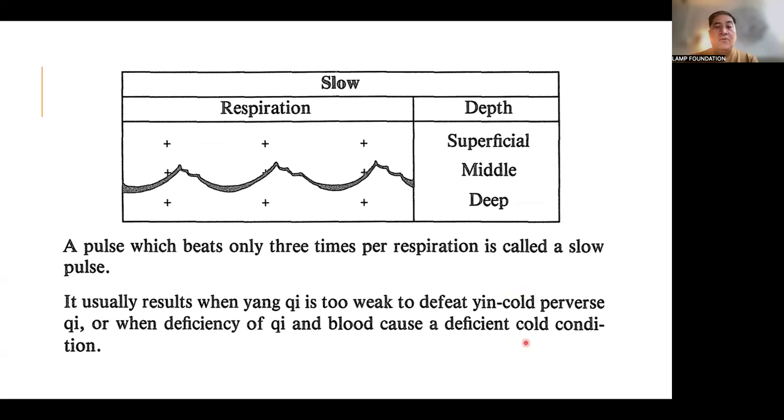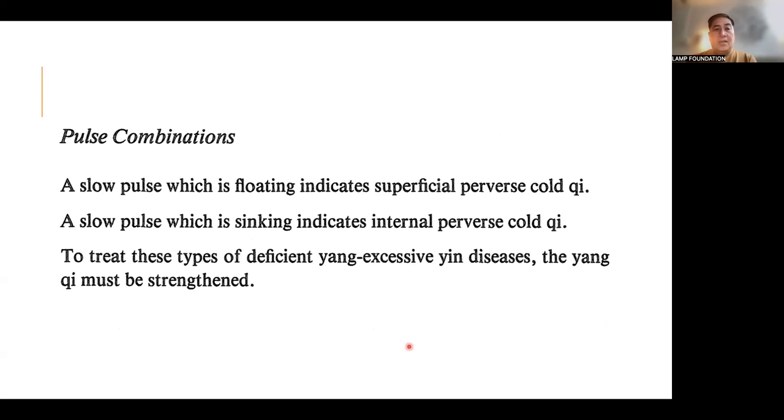A pulse which beats only 3 times per respiration is called a slow pulse. It usually results when yang qi is too weak to defeat the yin cold perverse qi, or when deficiency of qi and blood will cause a deficient cold condition. Slow pulse, which is floating, means there is superficial, perverse cold chi, cold wind invasion. Slow pulse, which is sinking, that's perverse cold chi. To treat these types of deficient yang, excessive yin diseases, you need to strengthen the yang chi.